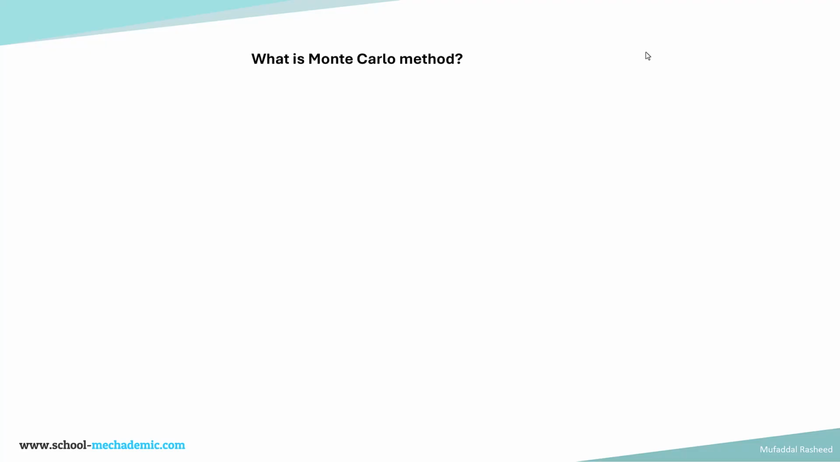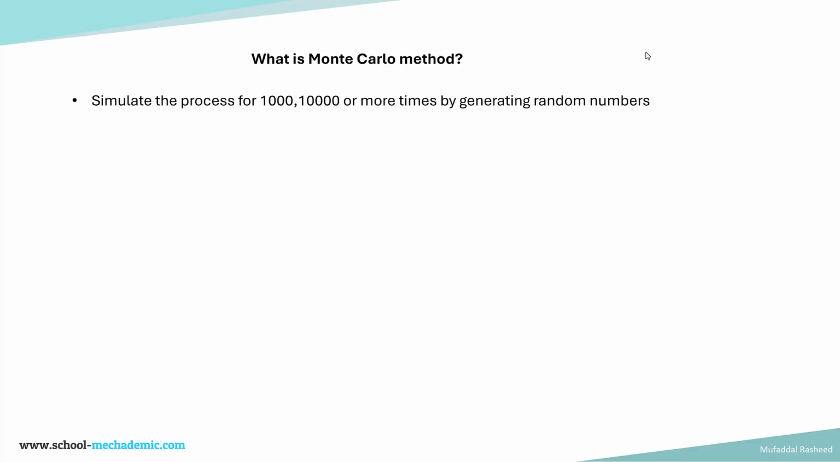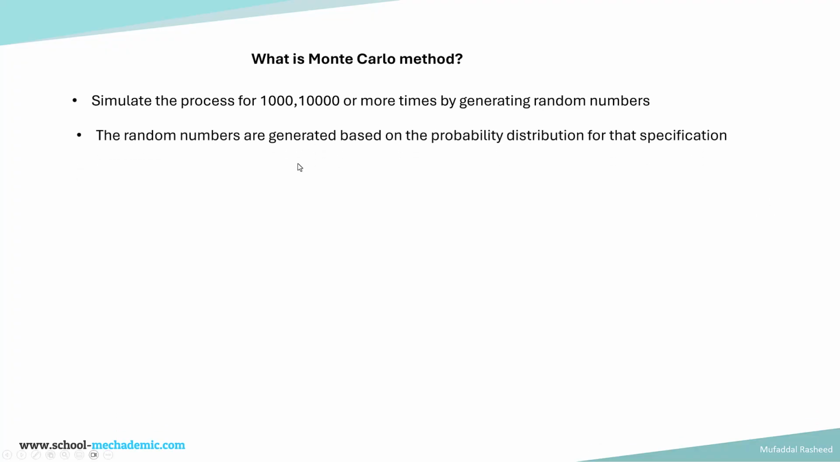So here is the summary of the Monte Carlo method. The first step is we are simulating the manufacturing process 1000 times or 10,000 times or even more. The more times you do it, the more refinement you will get in the distribution. You're simulating the process and generating random numbers based on the capability of the process, which is nothing but the probability distribution of a process for that specification. So the random numbers are generated based on the probability distribution for that specification.